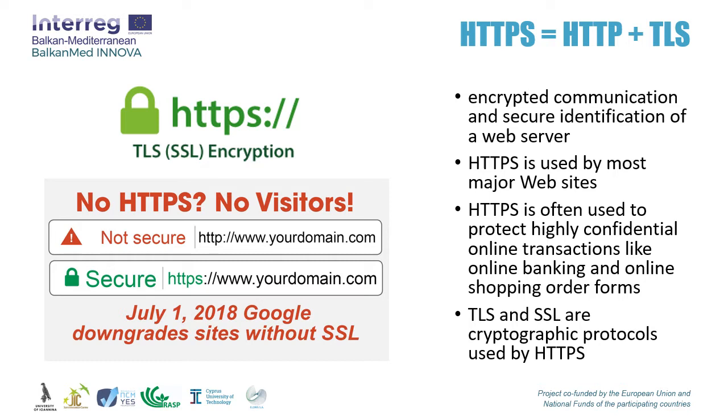Most major websites, including Google, Wikipedia, and popular social networking platforms such as Facebook and Twitter, can also be reached via a secure connection, but not necessarily by default. Note that most sites do not provide encryption. HTTPS is often used to protect highly confidential online transactions like online banking and online shopping order forms. HTTPS is essentially the HTTP protocol but with data encryption using SSL or TLS.